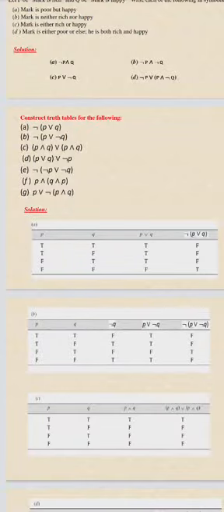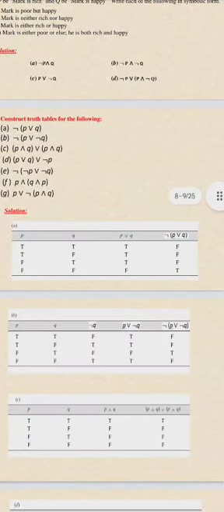Construct truth tables for the following. The first one is negation of P or Q. In the first table, two statements are given, P and Q. First write the truth value of P or Q, and last the full statement negation of P or Q. Write the P, Q truth values: true, true, true, false, false, true, false, false.